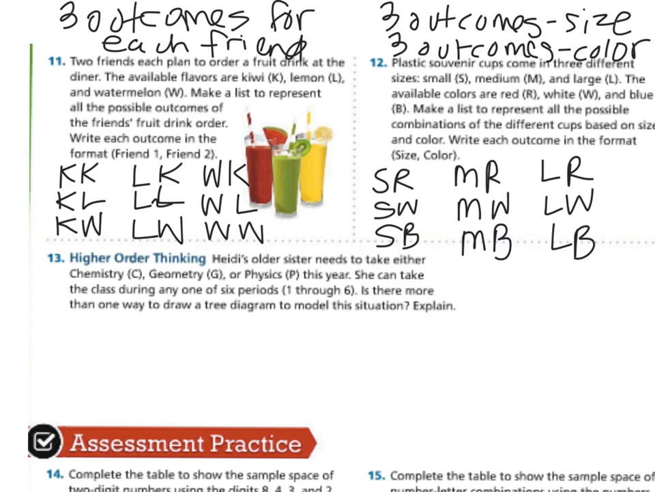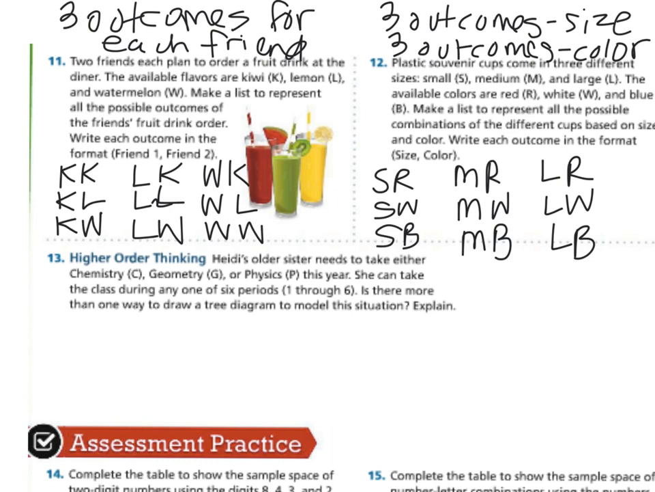Now take a look at question 12. In question 12, you have 3 outcomes for size and 3 outcomes for color. So those plastic souvenir cups, you could order small and combine it with any of the 3 colors, red, white, or blue, and same for the medium and the large size cups. So again, we have 9 outcomes.